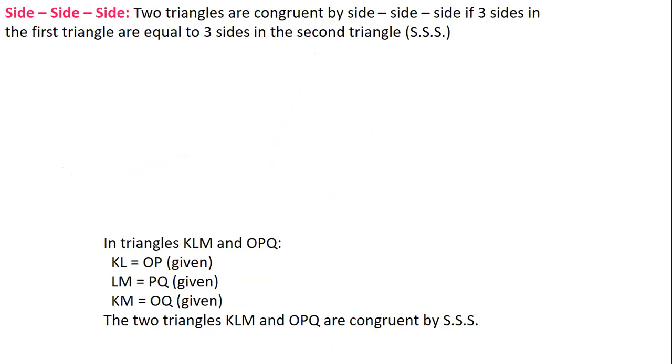Now the last case in our lesson, congruent triangles, is the third case. Two triangles are congruent by side, side, side. If three sides in the first triangle are equal to three sides in the second triangle, they are congruent by SSS.